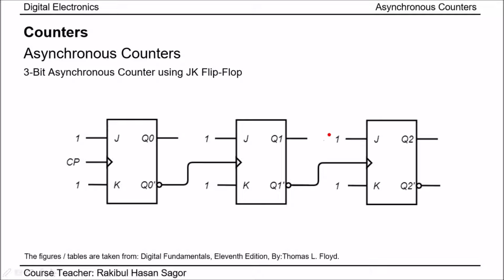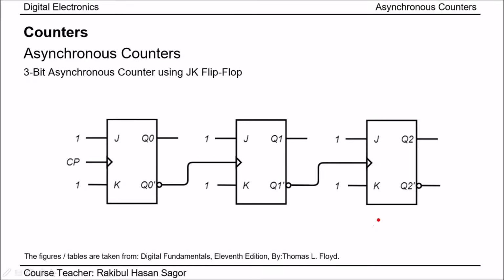What if we need to design the down counting? What does down counting mean? Down counting means it will start from 1 1 1, 1 1 0, then in this way it will come in descending order. So how to do that? The down counting operation is very simple. Instead of taking outputs from Q0, Q1 and Q2, we need to take the outputs from Q0 prime, Q1 prime and Q2 prime. Then it will act as down counter.